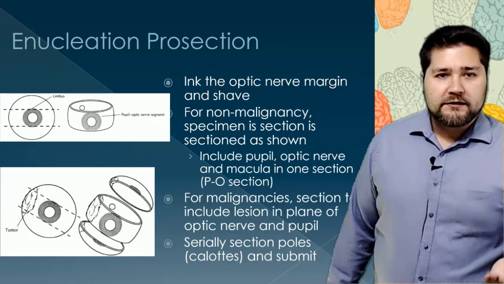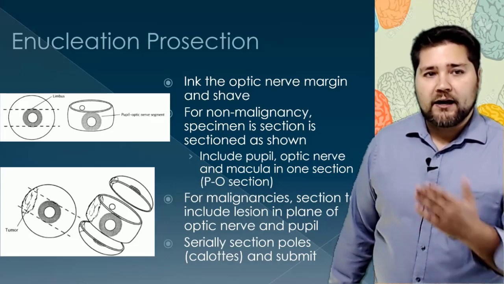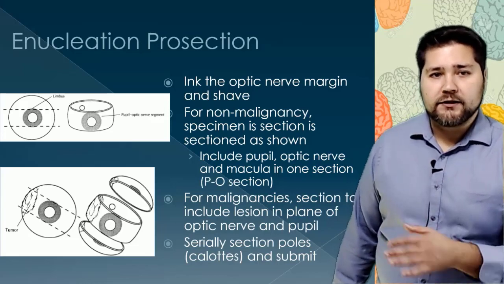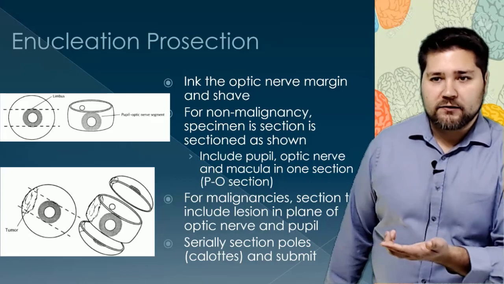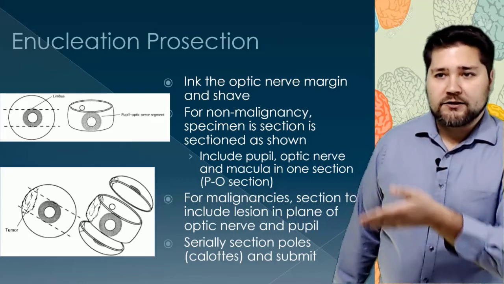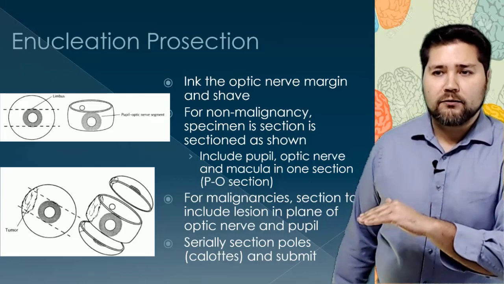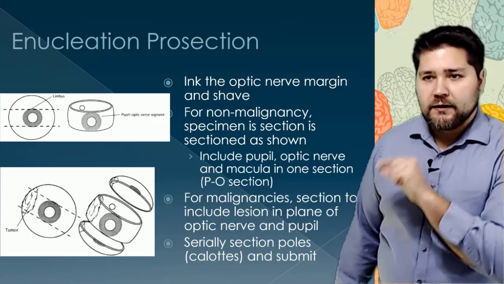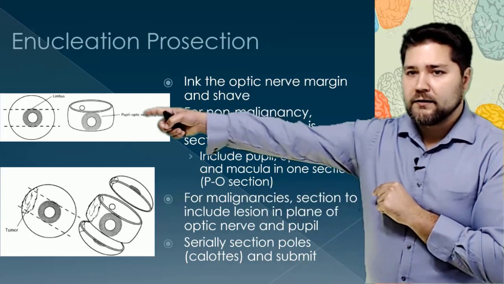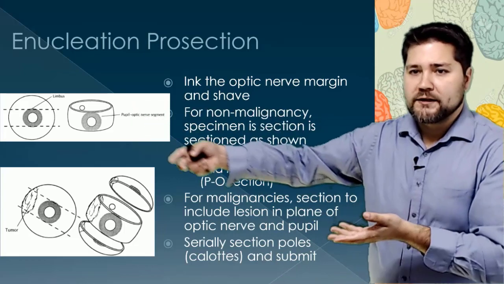Now, if this is a non-malignancy case, typically that optic nerve margin and then the PO section is all you need. So it doesn't matter what plane it is. Let's say we got this for glaucoma. It doesn't matter if you cut it in a superior inferior plane or medial lateral plane or an oblique plane. What you're going to do is make sure you get your pupil and your optic nerve in one section.